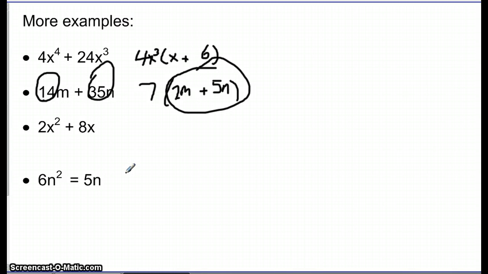The last example is probably the most difficult. You want to bring all your variable terms to the same side, so you need to move the 5n over here with the 6n squared. Once you do that, then you can remove your common factors. In this case, it's just an n. It'll be n times 6n minus 5. Set both the factors equal to 0 to solve. n equals 0, and in the second case, you're going to have 6n equals 5, or n equals 5/6.